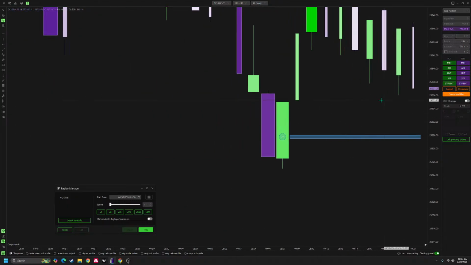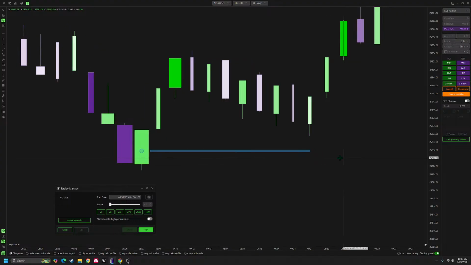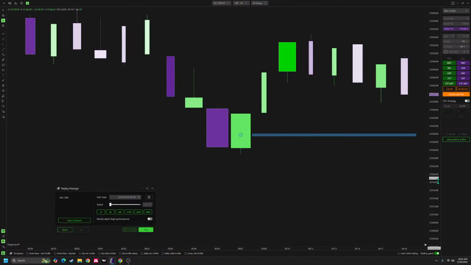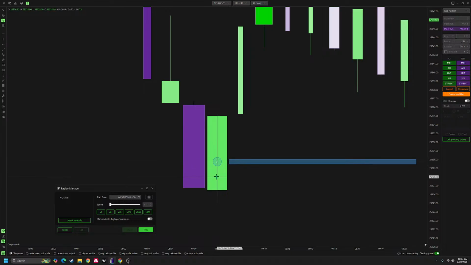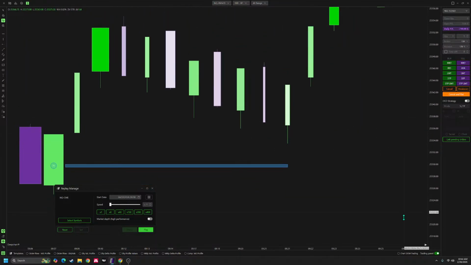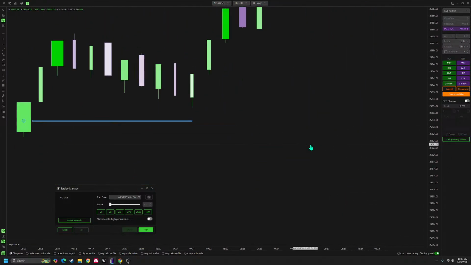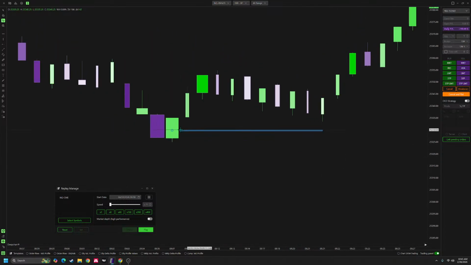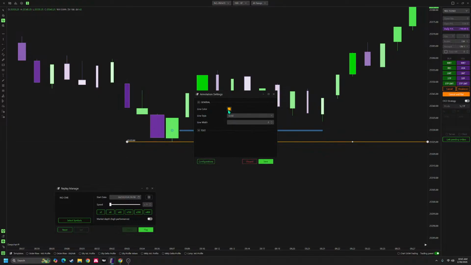So those are areas where big players stepped in. And you can see that that's why price likely reversed. Large contracts aggregated, stepped in, big volume candle, price moved up. And we could expect that if price comes back down to this level, these buyers may try to protect that level right here. So that could be another area to see if we reject off of.